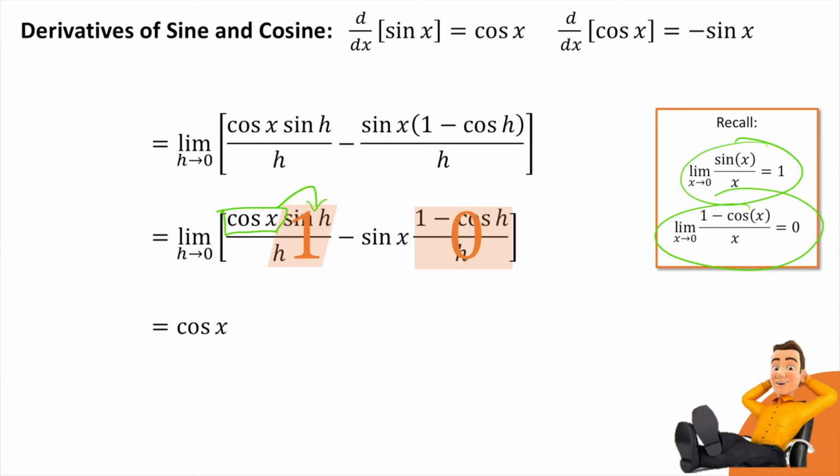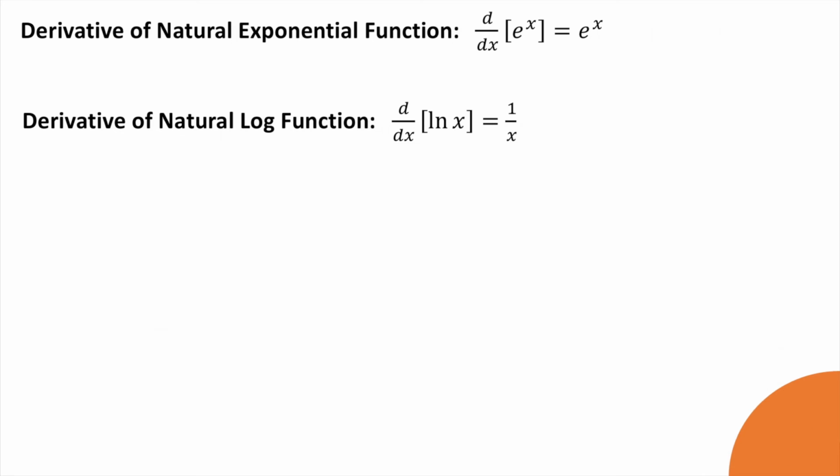Don't worry about if you would have come up with that. All you have to know is derivative of sine x is cosine x. Derivative of cosine x is negative sine x. The derivative of e to the x is awesome. Derivative of e to the x is e to the x. Yay! And the derivative of ln of x is 1 over x. You just have to memorize those.